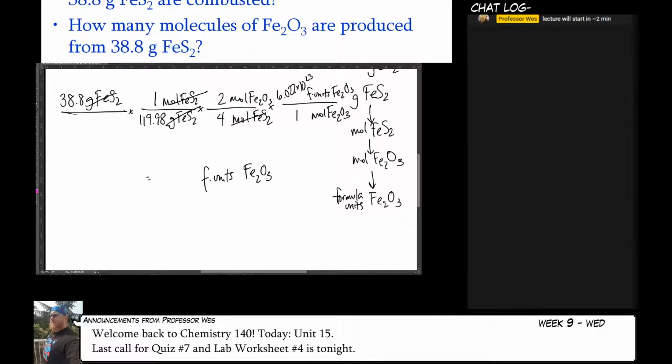All right, so we got 38.8 times 2 times Avogadro's number. That's the wrong button. There we go. Divided by parentheses 119.98 times 4. And I get 9.74 times 10 to the 22. That should be a 9. There you go. So that's how you do those problems.